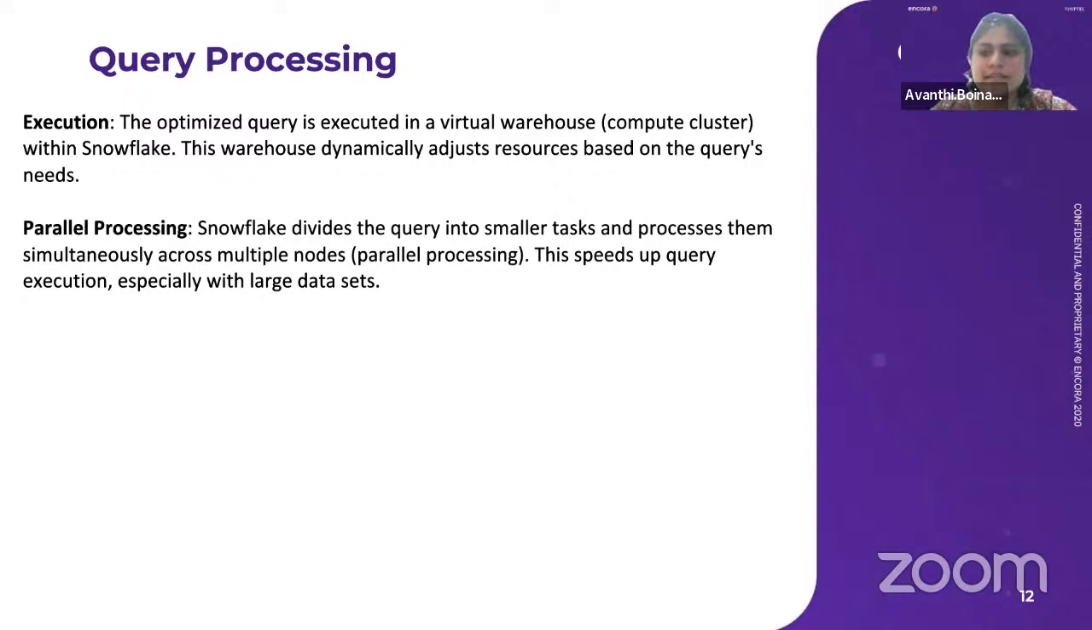Parallel processing. Let's discuss the parallel processing. It divides the query into smaller tasks, which I have discussed earlier. Parallel processing is nothing but it divides the query into subtasks and processes them simultaneously across multiple nodes. If we have a large data set, it will divide internally by itself and process them simultaneously across multiple nodes. That is called parallel processing. This speeds up query execution, especially with large data sets. So this is about the query processing.